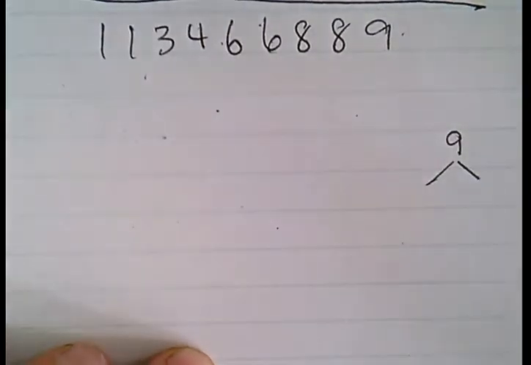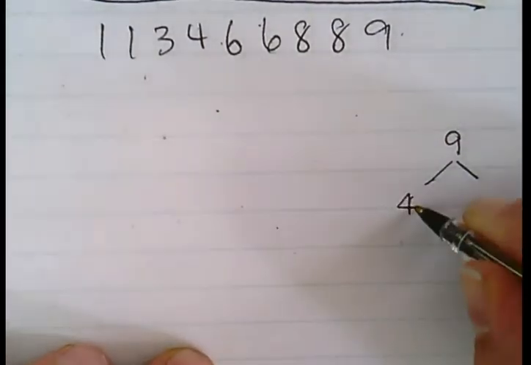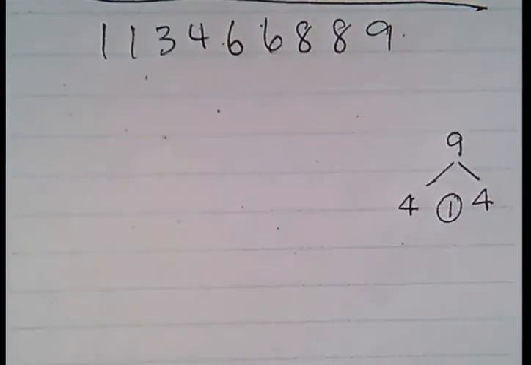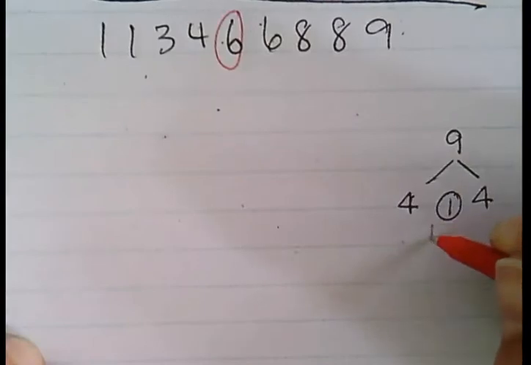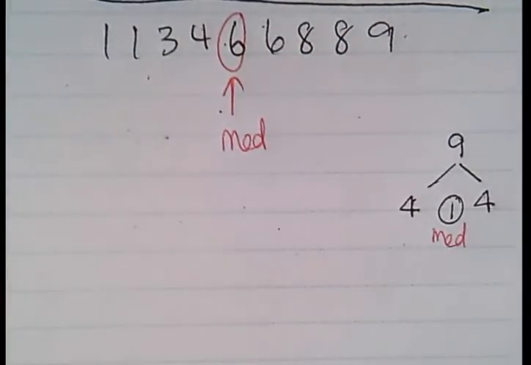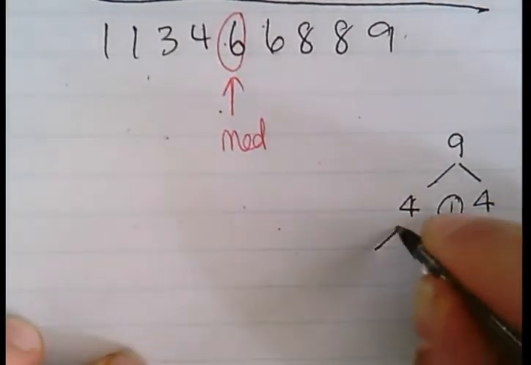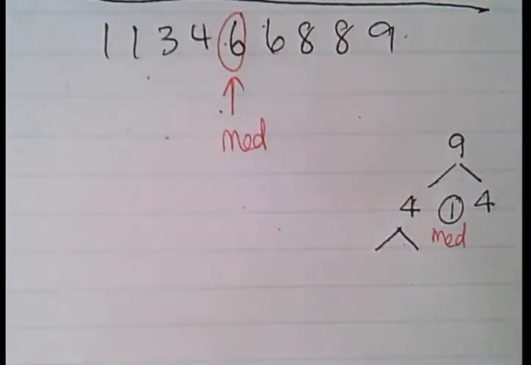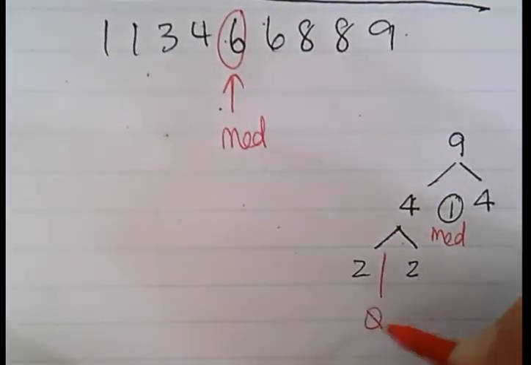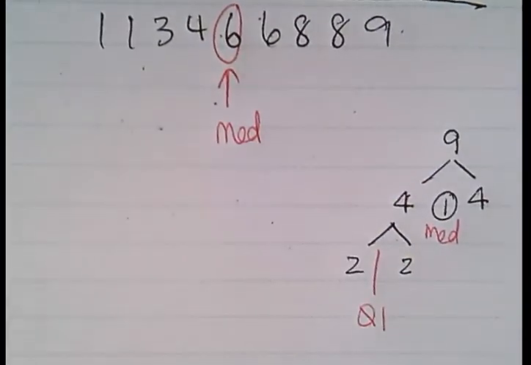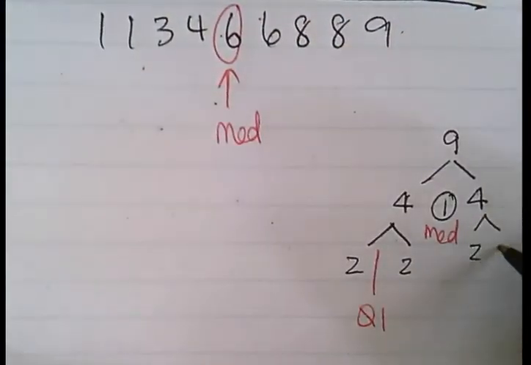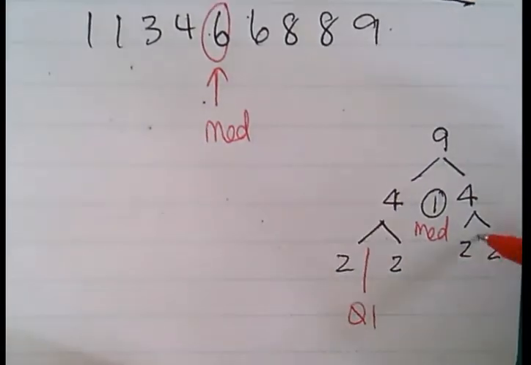I can't halve 9. I put 4 on the left, 4 on the right, 1 in the middle. Now this 1 in the middle is my median. Now, even number of scores. If I have 4 people, I put 2 on the left, 2 on the right. That's my Q1. It's the average. And here, 2 on the left, 2 on the right. Splitting that up. Now, be careful.